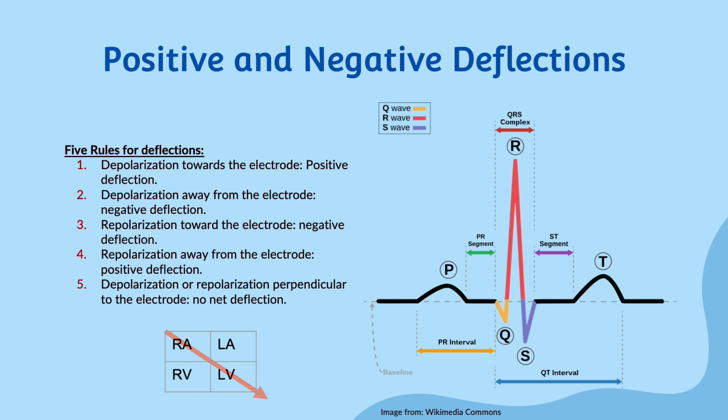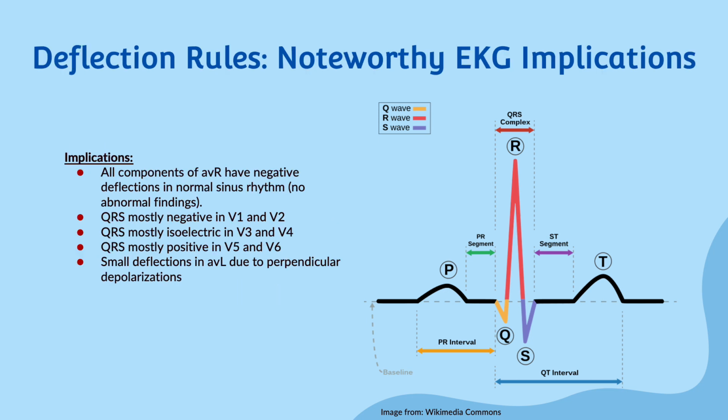Let's now talk about how some of these rules create implications for EKG tracings. Because all of the depolarization happening occurs in the opposite direction from which AVR looks at the heart, and because repolarization of the ventricles occurs towards lead AVR, all of the deflections in lead AVR will be negative.